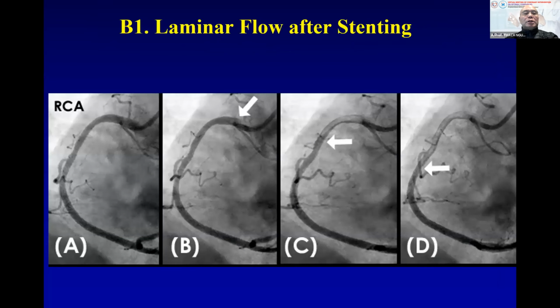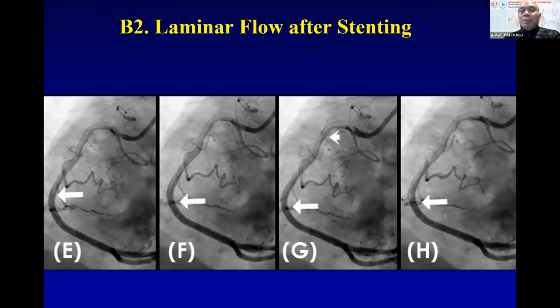Now, after that, we put the stent. In picture A, nicely. In B, we look at the flow now. And C, we see the flow. And D, we have laminar flow across the stent, across the lesion. We don't see the disorganized flow at the mid-segment like before. And this is the beneficial mechanism of stenting. We change from disorganized turbulent flow to laminar flow.